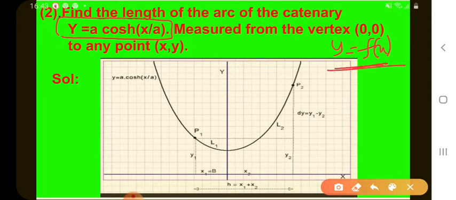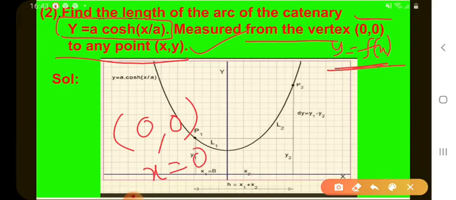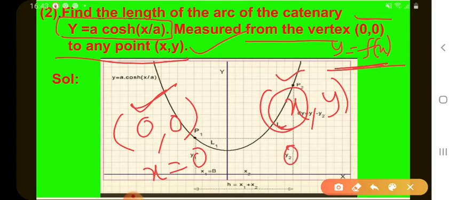Okay. Here also we have the limit values from the vertex 0, 0 to any point x comma y. If the function is in y equals f of x form, which limit values do we find, x or y? We find the limit values of x. So from 0, 0, what is the x value here? 0 is the x value. And for the next point x comma y, what is the value of x here? x. So the limits are 0 to x.